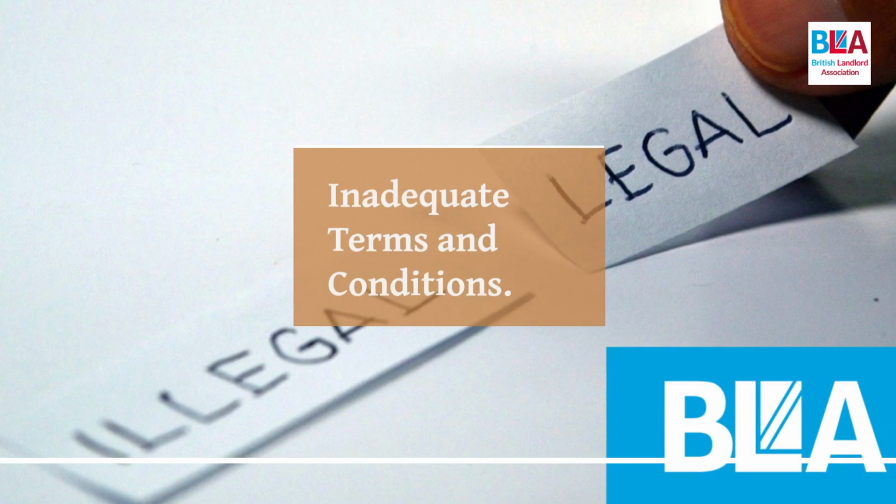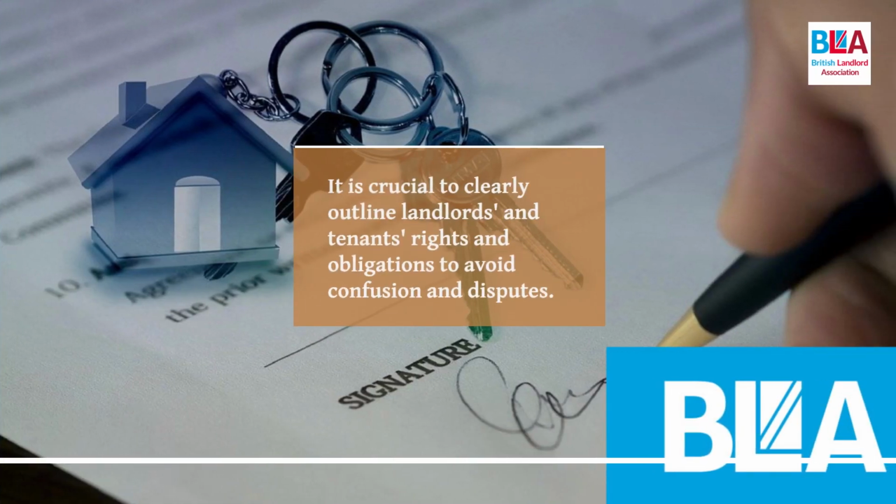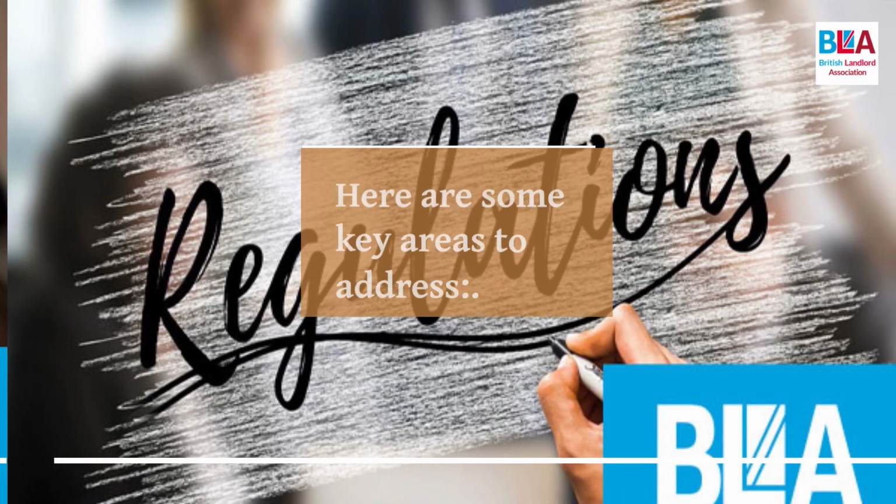Inadequate terms and conditions. Another common mistake in tenancy agreements is the absence of comprehensive terms and conditions. It is crucial to clearly outline landlords' and tenants' rights and obligations to avoid confusion and disputes. Here are some key areas to address.